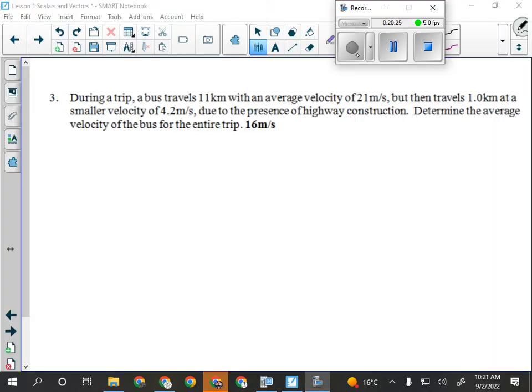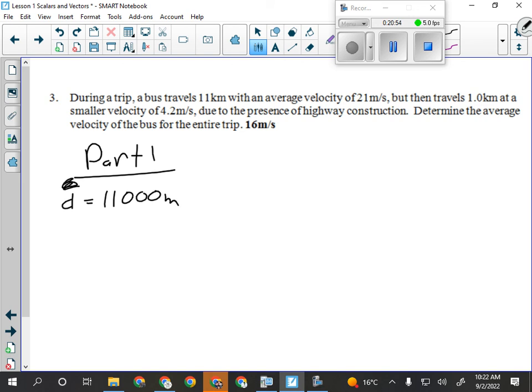Okay, so if we're looking at number 3, the trick with number 3 is we have to make our units match. I can't have kilometers as a distance and meters per second as a velocity because they're looking at the same trip, but they're looking at it in different units. So I just have to convert the kilometers to meters, and then everything should work out. In part 1, I've got a displacement, or actually a distance in this case, 11,000 meters, and a speed, it says velocity, but it's actually a speed, 21 meters per second. Now my units match, now I can perform mathematical operations with them.